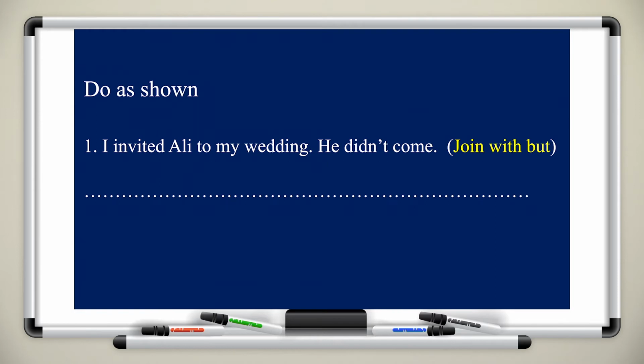The other type of questions for grammar is do as shown. Basically, between brackets, they ask you to do something, for example, here, join with but. So, I invited Ali to my wedding. He didn't come. So, join these 2 sentences using but. And the answer is, I invited Ali to my wedding, but he didn't come. If you remember in our grammar lesson or episode, we said, usually before but we put a comma.